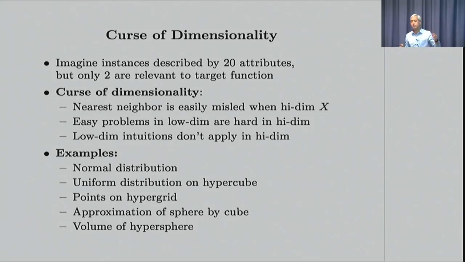The whole learning problem is, in machine learning, it's not like graphics. We're not in 3D. We are in 1000D or 10,000D. Okay? So the curse of dimensionality really, really hits you. So let's look at what it is, right? Imagine that your instances are described by 20 attributes, but only 2 are relevant to your target function, right? Then your nearest neighbor algorithm is going to be crap.